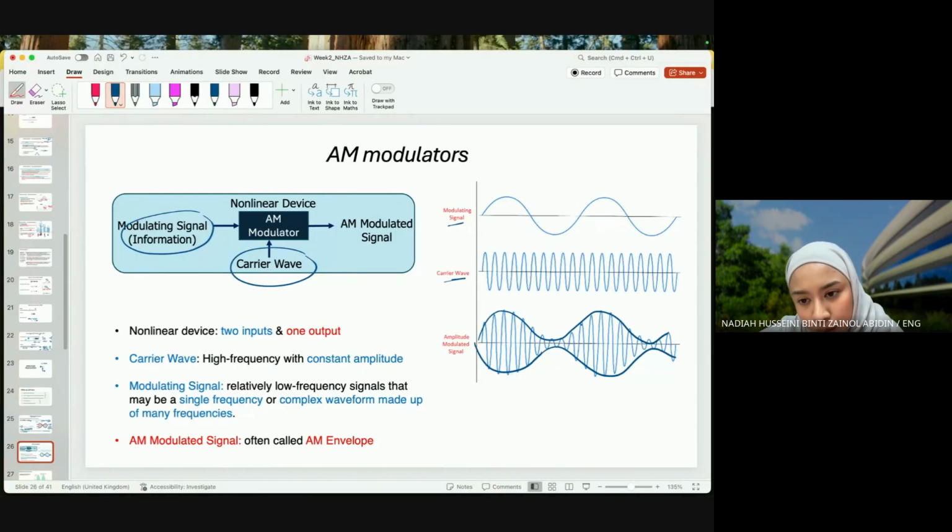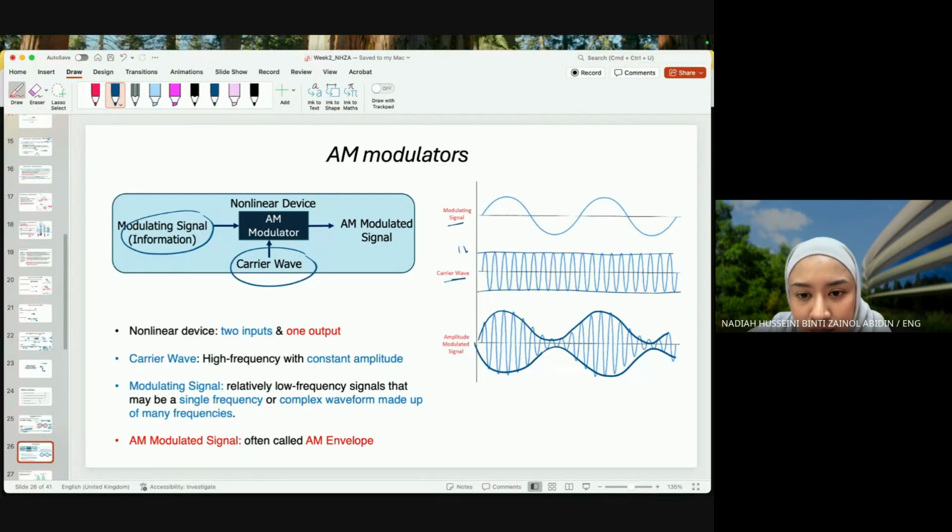Inside the AM wave is your carrier. Your carrier will be modulated according to the amplitude of your message. You can see that the carrier has a fixed peak. It goes up and down, up and down, but every time it goes up and down, the peak is the same.